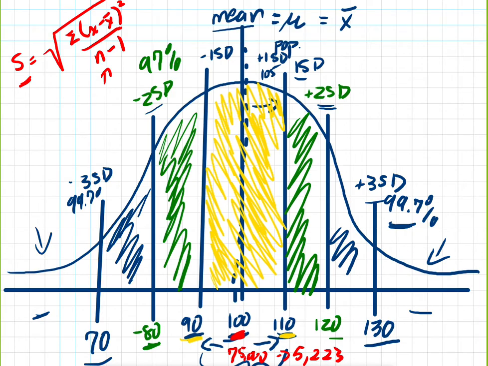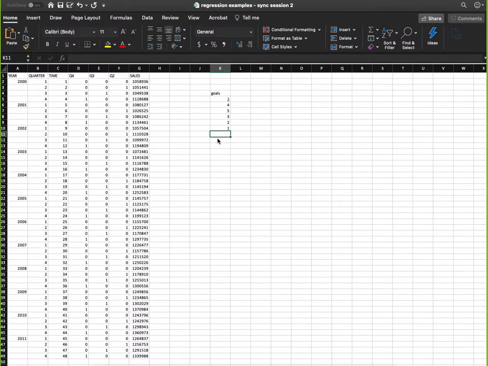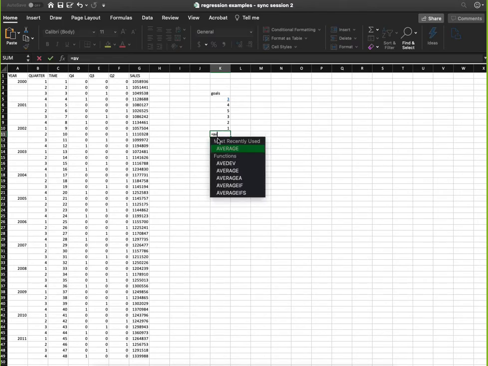Okay. Let's say we've written some data down. This is goals of a soccer player, hockey player, whatever you have it, over the course of a couple nights. If we're talking about, first of all, just the mean or the average of something, what's neat about Excel is I can very quickly find it. I don't have to actually calculate this myself. If I hit equal, an average pops up. So I typed in AV.